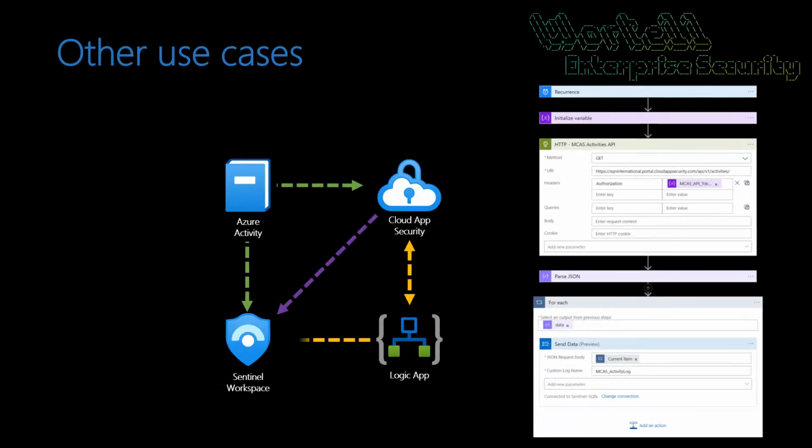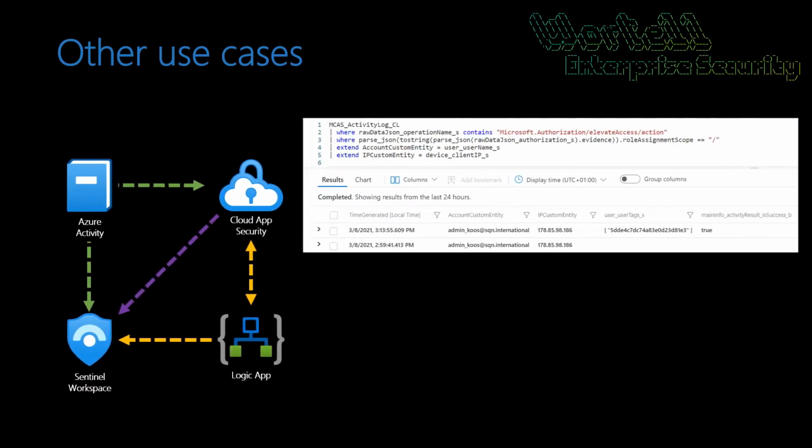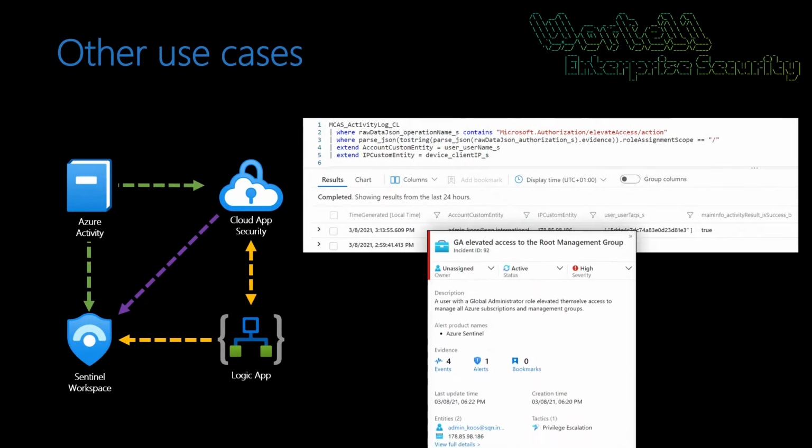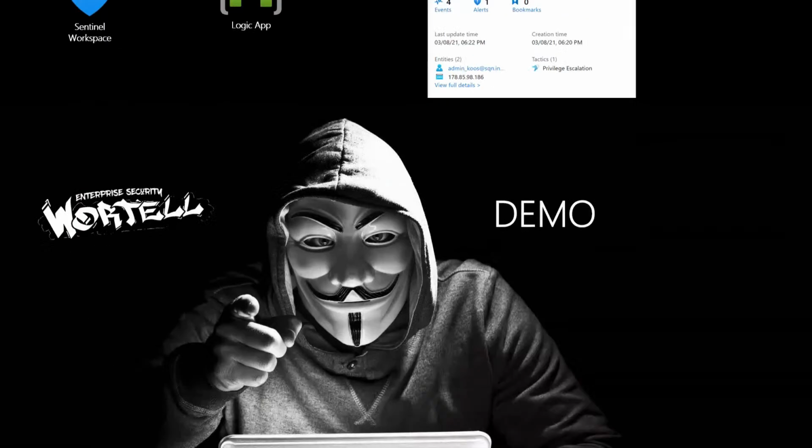And within the logic app, we can do an API call to the Cloud App Security platform and retrieve those activities and put them in the log analytics workspace from Sentinel as a custom log. And that way we can write KQL again in Sentinel and create a detection rule for those events. And it will also trigger an alert if somebody performs this action. So let me show you quickly.